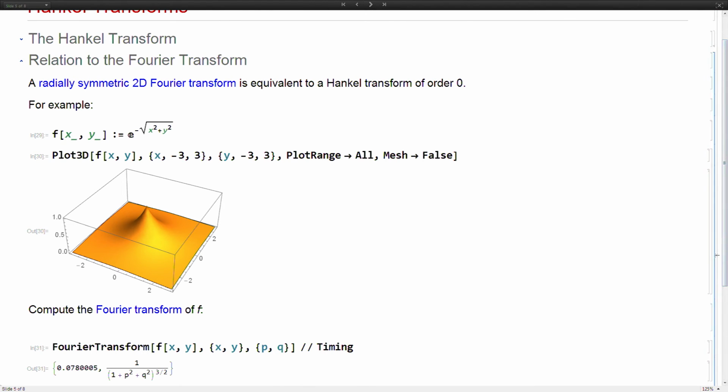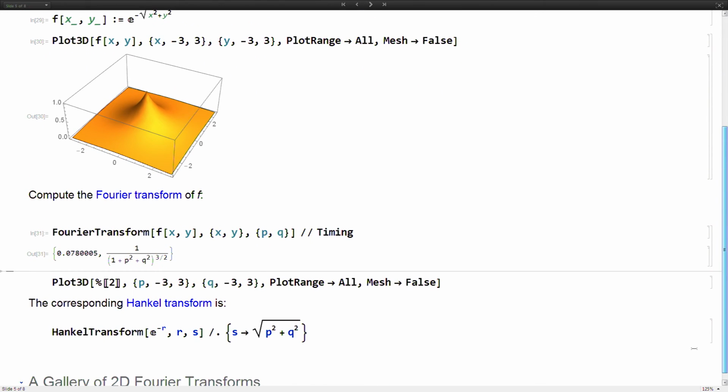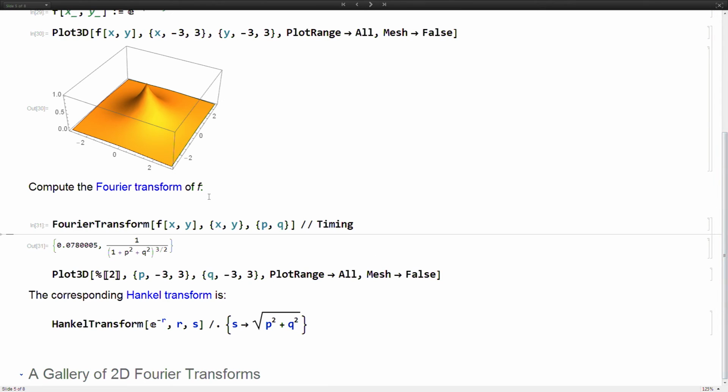And I saw a nice gallery of these transforms in a book on Fourier transforms by Bracewell. So let's just do those transforms over here. Let me scroll down a bit more. Okay, there you are. This is a nice gallery of Hankel transforms, and I can do it.